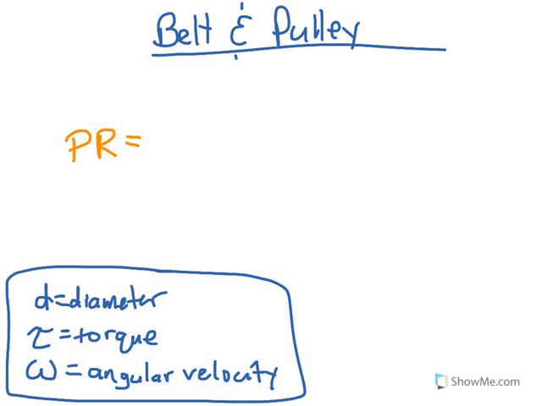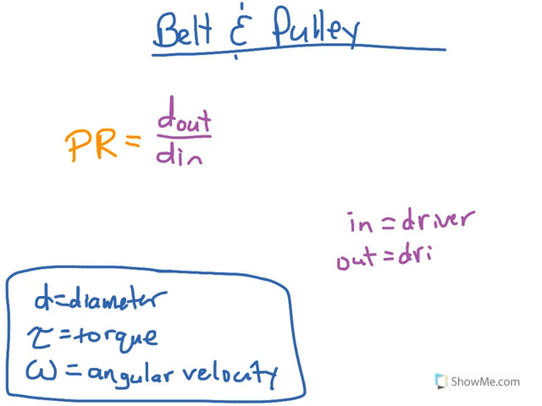Well, very similar to gear ratio. Gear ratio was out over in, number of teeth on the out divided by number of teeth coming in. There's no teeth on the belt and pulley system, so we skip that one. Next we go to diameter. There are diameters. Diameter of out over diameter of in. Once again, in is referring to the driver. Out is referring to what is being driven.